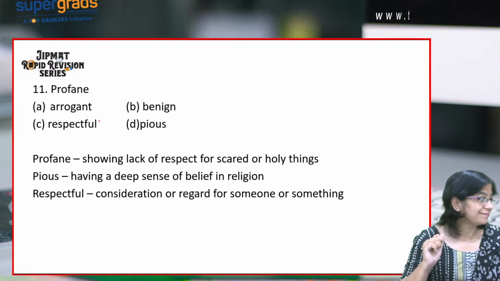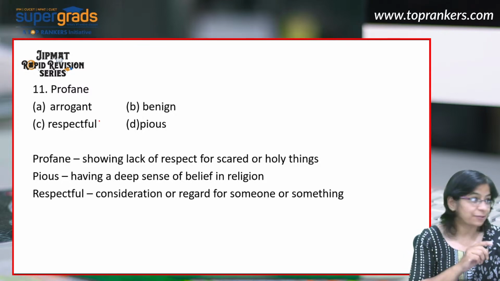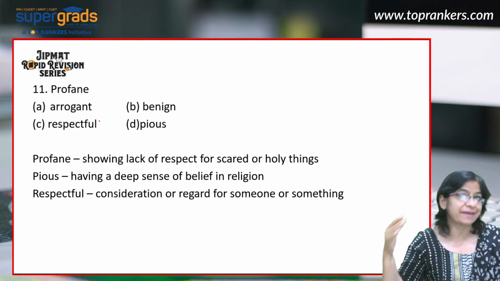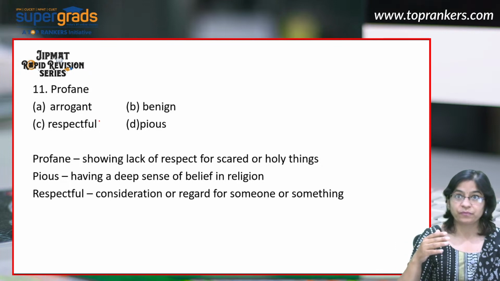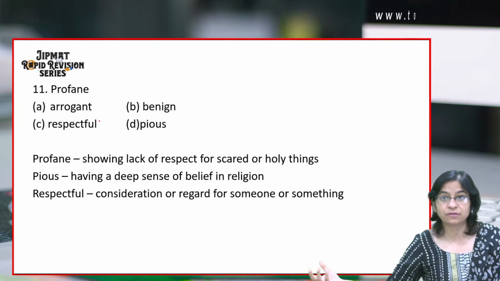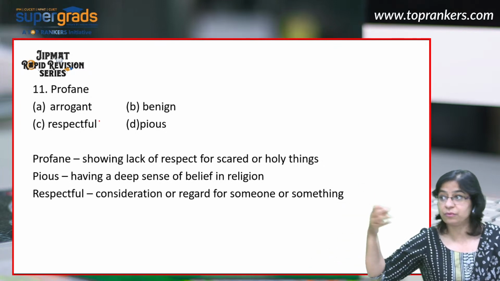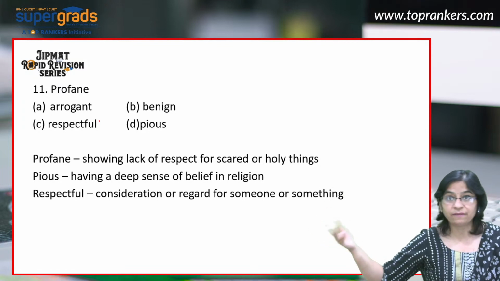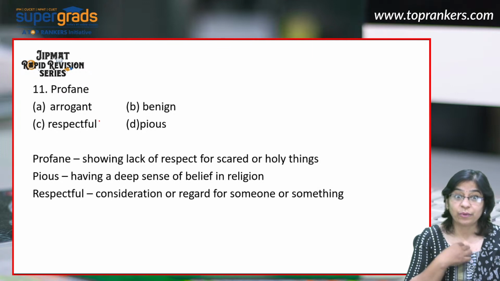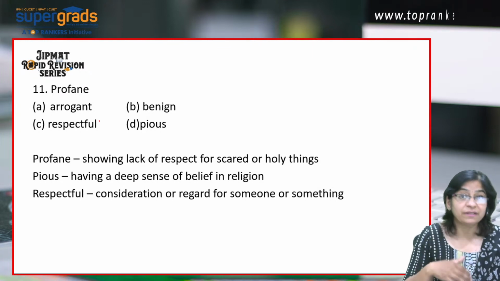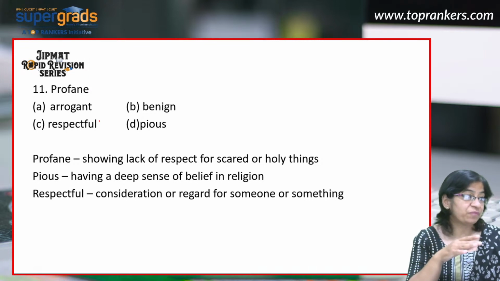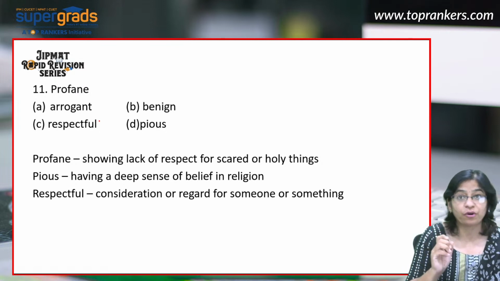Fine. So, back to this. Now, arrogant is somebody who's haughty, somebody who thinks he's better than the others. Respectful is somebody who respects. It's a broad term. So you could be respectful to your parents, you could be respectful to your teachers, you could be respectful to, say, God and holy books and everything. Now, benign is that good feeling inside you where you want to do good to others. So you're benevolent when you're benign. And then you have pious. Pious is somebody who has a deep sense of respect for religion.